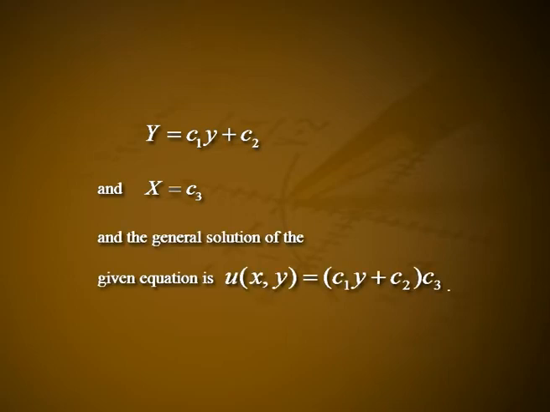We obtain two ordinary differential equations. Capital Y double prime is equal to 0 and capital X prime is equal to 0, whose solutions are capital Y is equal to c1y plus c2 and capital X is equal to c3. And the general solution of the given equation is u of x comma y is equal to c1y plus c2 into c3.